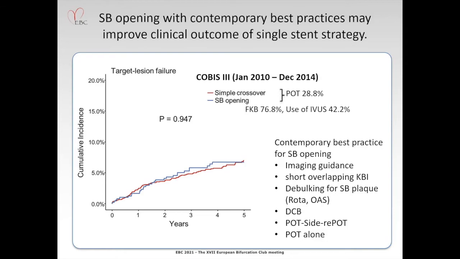After study period of COBIS-3, new insights from imaging study and technical improvement of side branch treatment were introduced. The new techniques may improve clinical outcome.